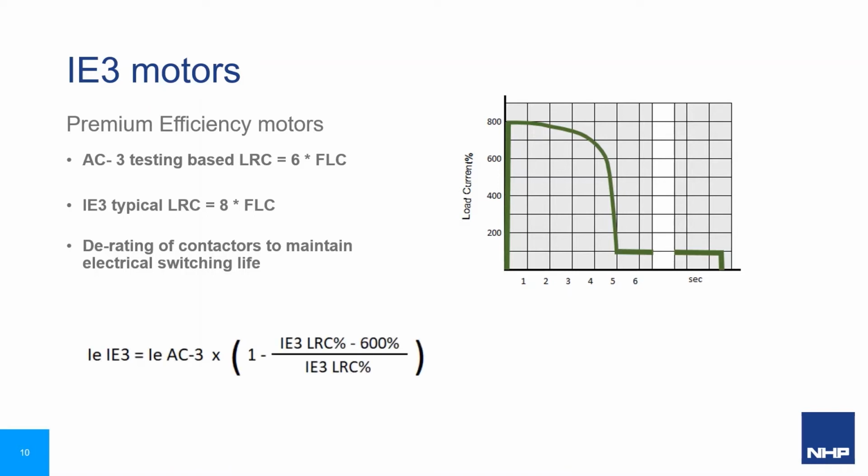However, where the locked rotor current is known for a specific motor, to calculate the contactor's reduced rating, which allows for switching the Ie of an IE3 motor, this formula may be used, where a contactor's Ie for an IE3 motor is the contactor's standard AC3 reduced by how much the locked rotor current of the IE3 motor is above the tested 600%.